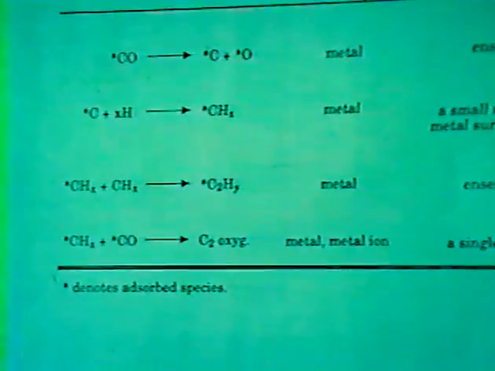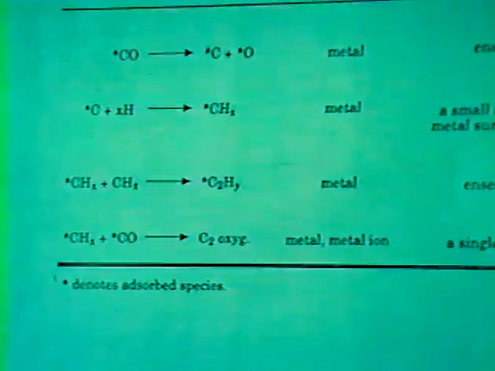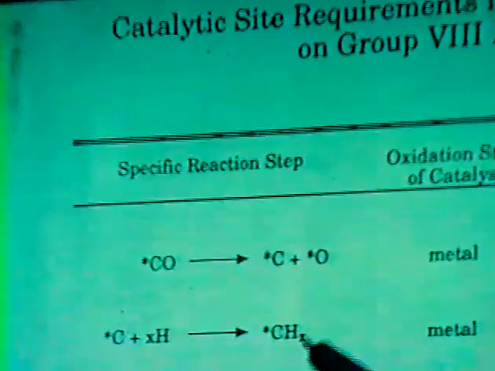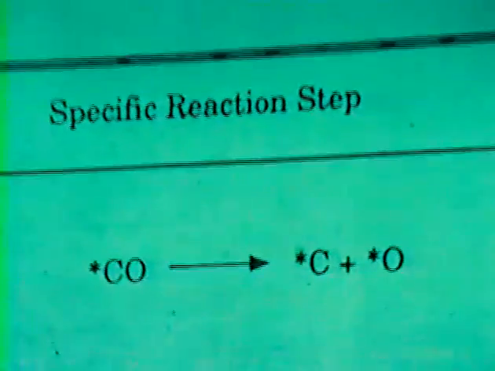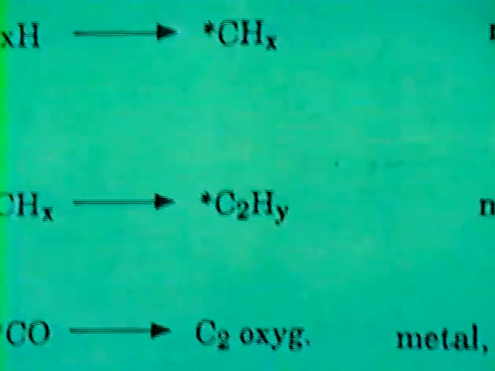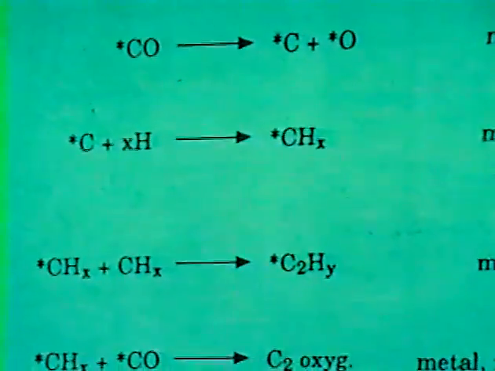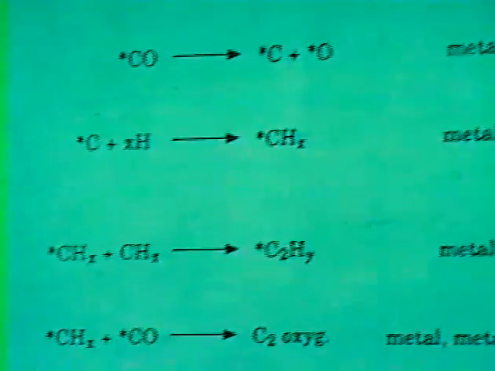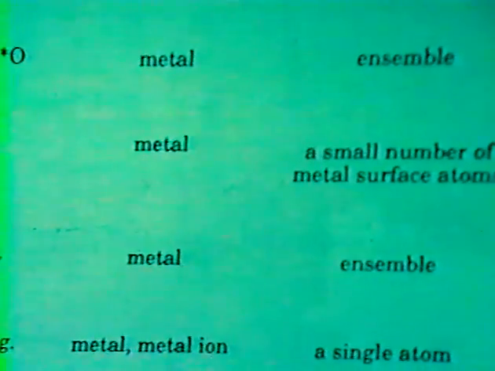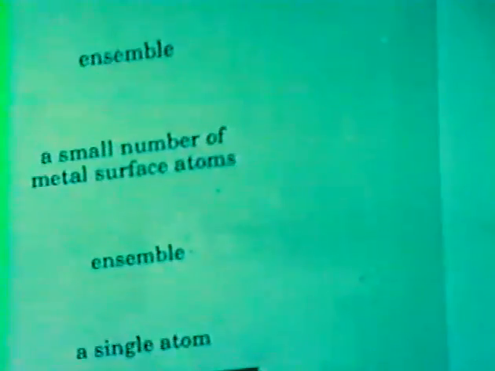And these reaction steps can take place on the surface of metals. Carbon monoxide dissociation, hydrogenation, and chain growth are believed to occur on the metal surface, and some of them occur on an ensemble, which is a group of surface atoms. CO insertion has been shown to occur on a single atom site, and this site can be an ion site or an atom site at zero valence state.